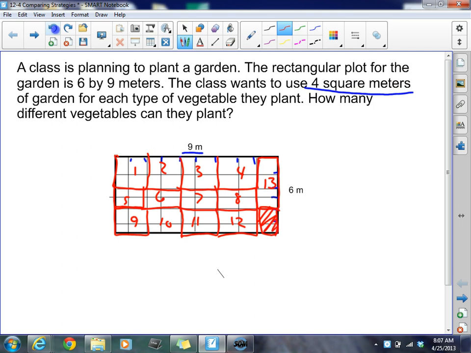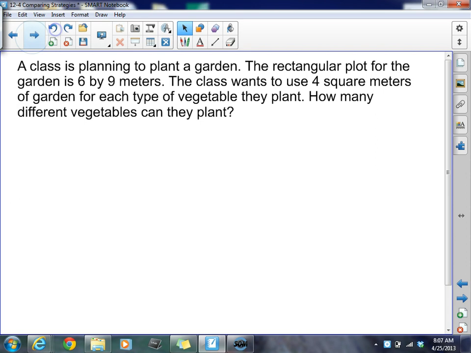So right there I drew a diagram, I used my board, and so I came up with there's going to be 13 four-square-meter blocks. Okay? So that's the first way to solve it, drawing a diagram. And this is probably the one that I would choose because I feel it's one of the easier ones. Okay? Let's look at one more way to solve it though.